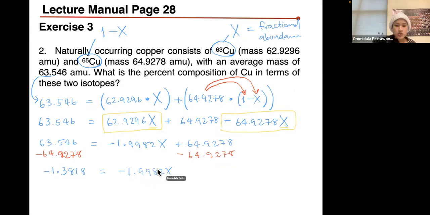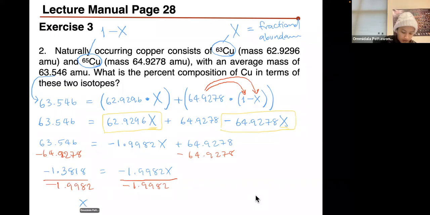Now, to get rid of this part so that we solve for x, you are going to divide both sides by this value right here, negative 1.9982.